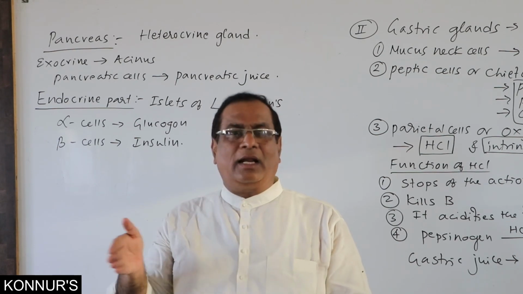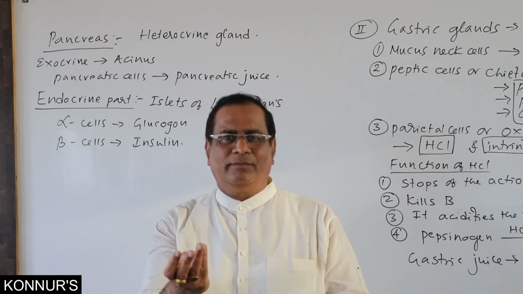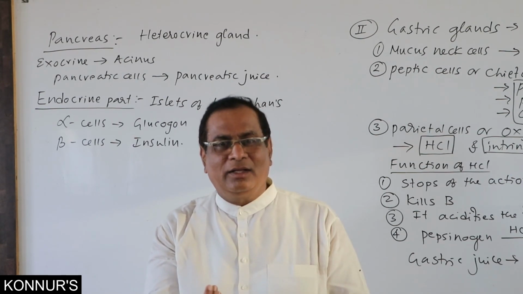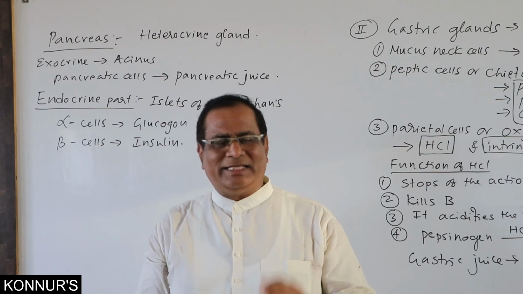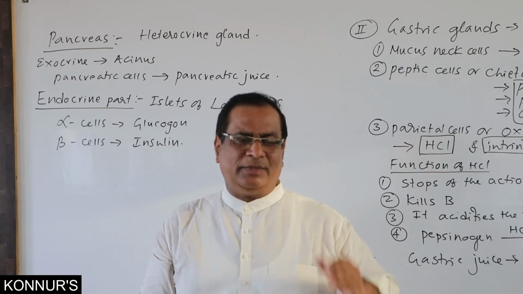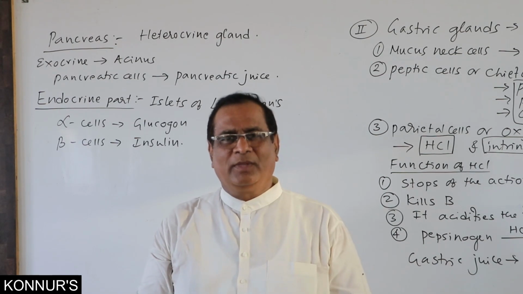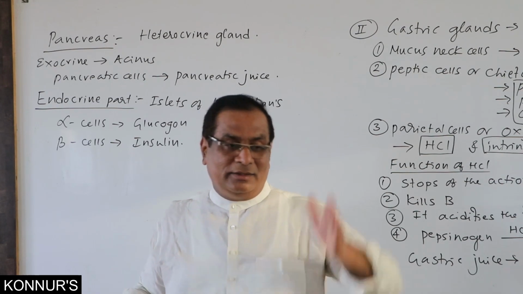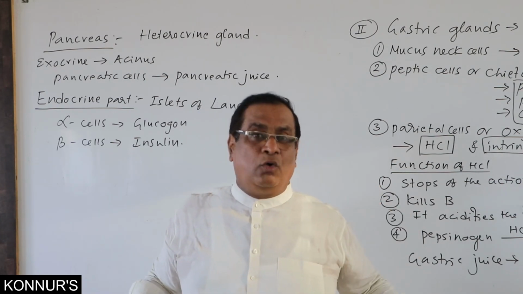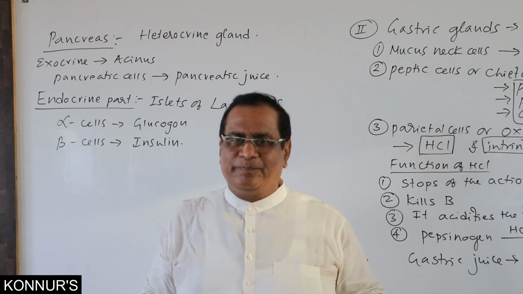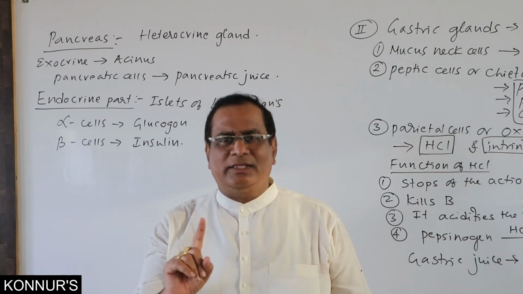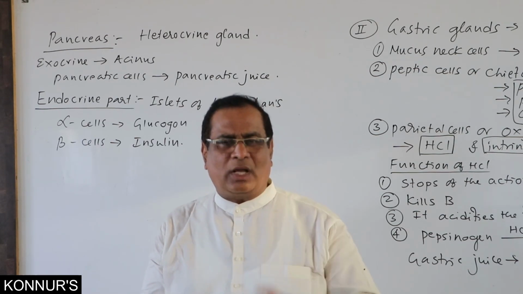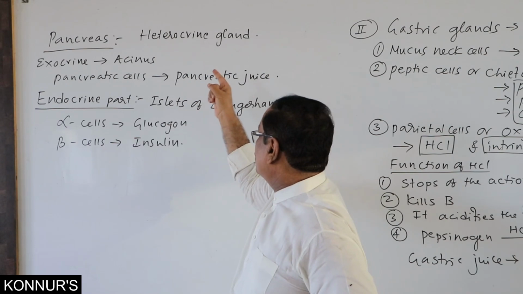And other glands like pituitary, thyroid, adrenal, they are endocrine. They send their secretion through the bloodstream. They don't have their own ducts. Those are also homocrine because they are strictly endocrine. But pancreas, as it is both exocrine and endocrine, it is said to be heterocrine gland.